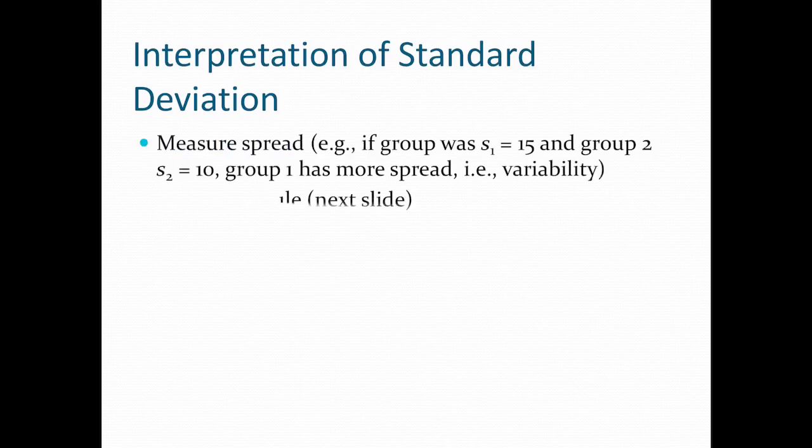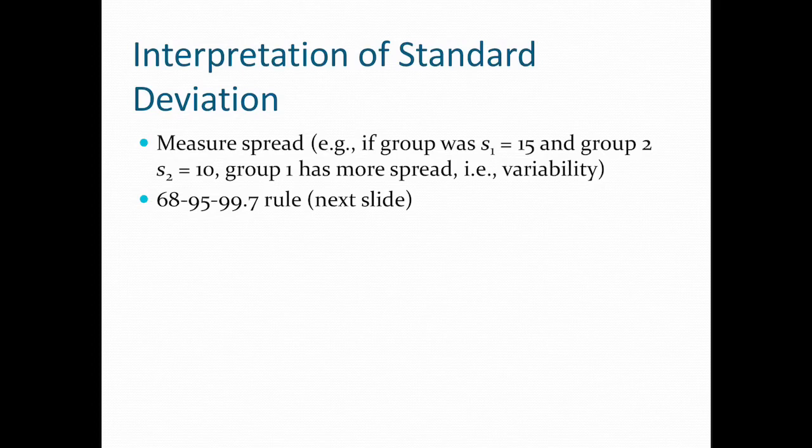So our interpretation of standard deviation, once again, is that it measures the spread around the mean. So if group 1 had a standard deviation of 15 and group 2 had a standard deviation of 10, group 1 has more spread, right? There's a greater spread around the mean.